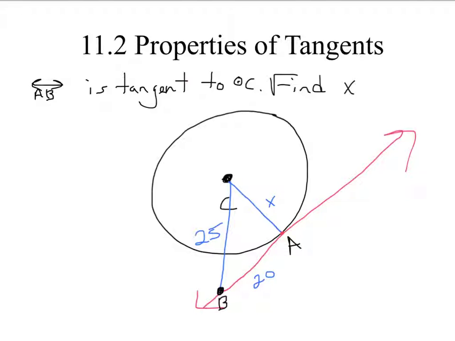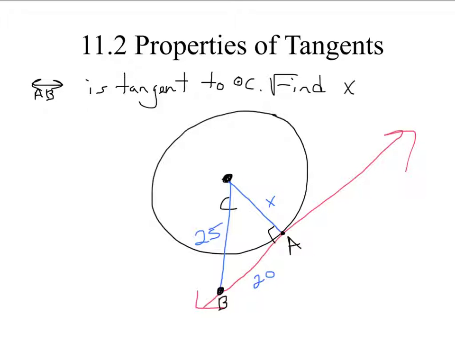Okay, I'll give you a hint. Remember, our theorem said that if we know that AB is tangent, we can see that AC is a radius. If we have a tangent line that touches circle C, and CA is going to be your radius, we know that that's a 90-degree angle. Now come up with a way to find X. Did you do it? Let's find out.